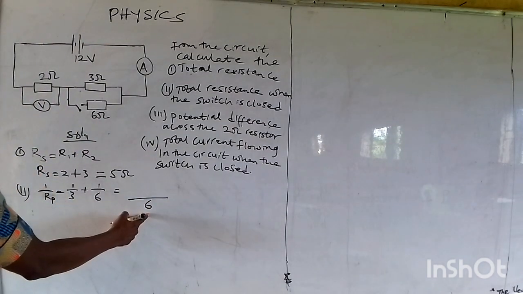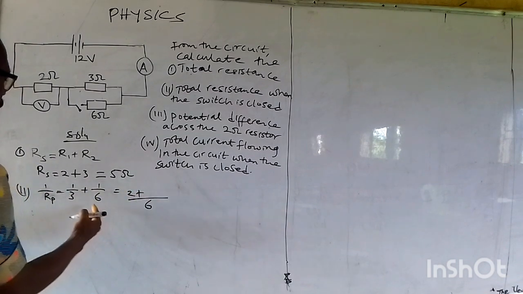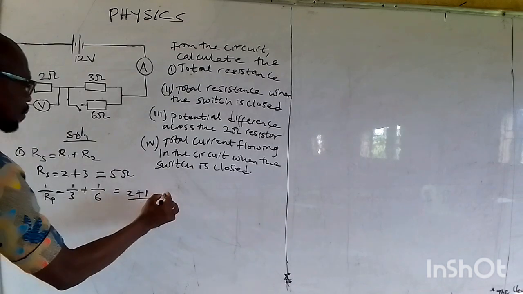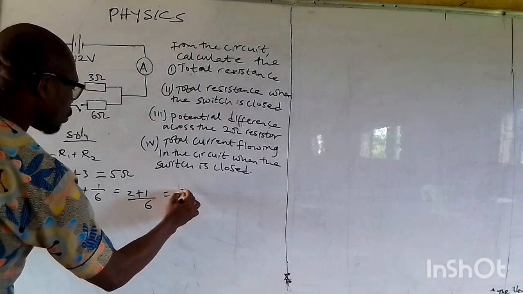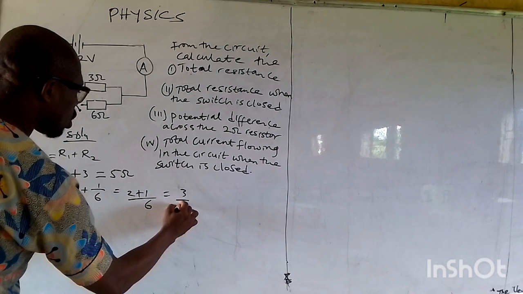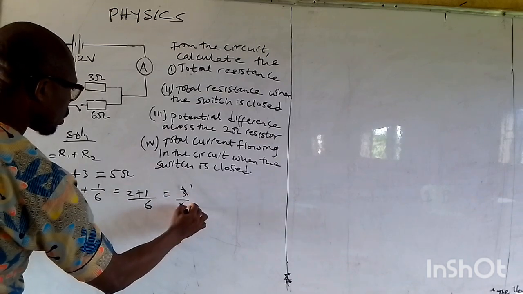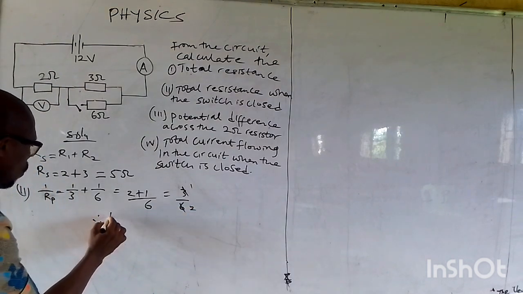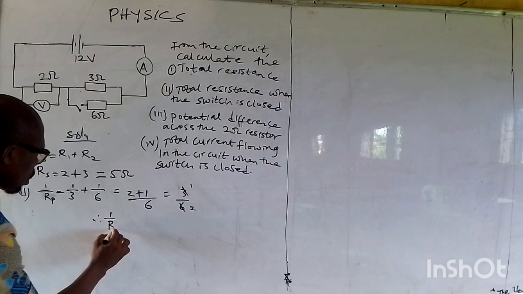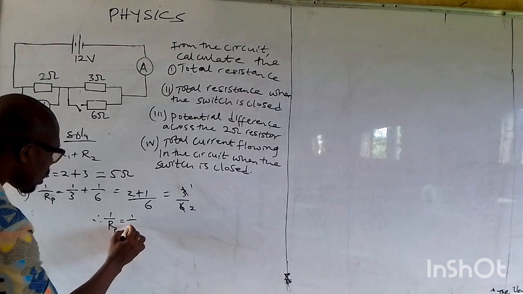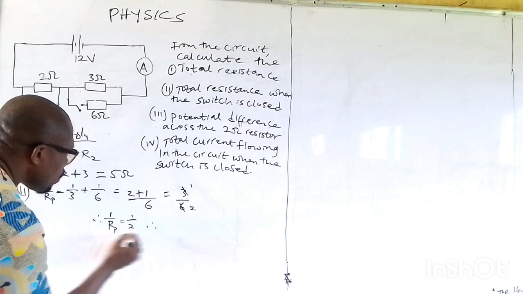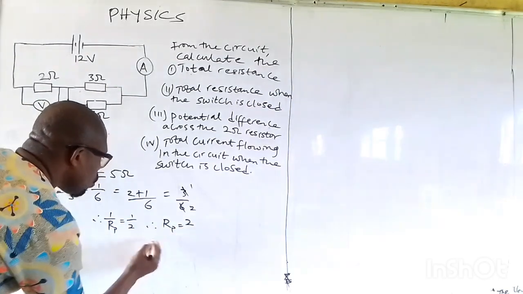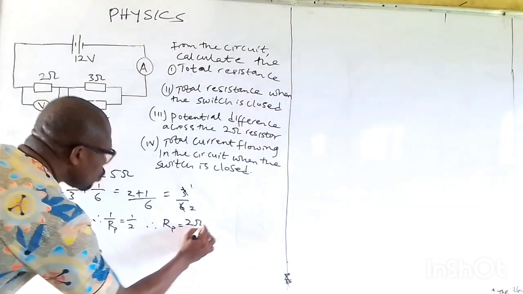3 into 6, 2. 2 times 1 is 2, plus 6 into 6, 1, 1 times 1 is 1, which gives us 3 over 6. And 3 over 6 gives us 1 over 2. Therefore, 1 over Rp is 1 over 2. If we make Rp the subject, Rp gives us 2. The total resistance in parallel is 2 ohm.